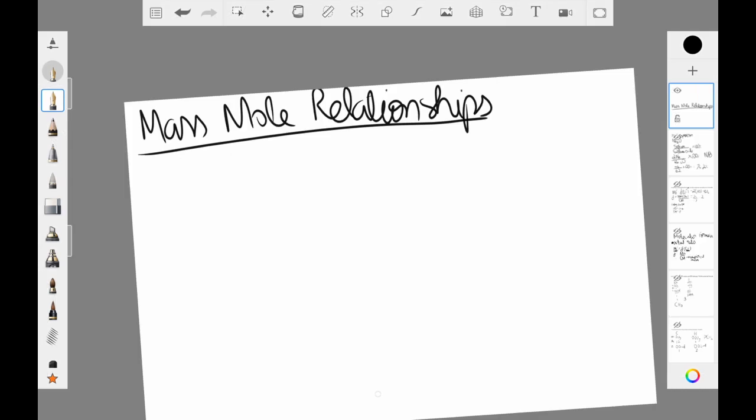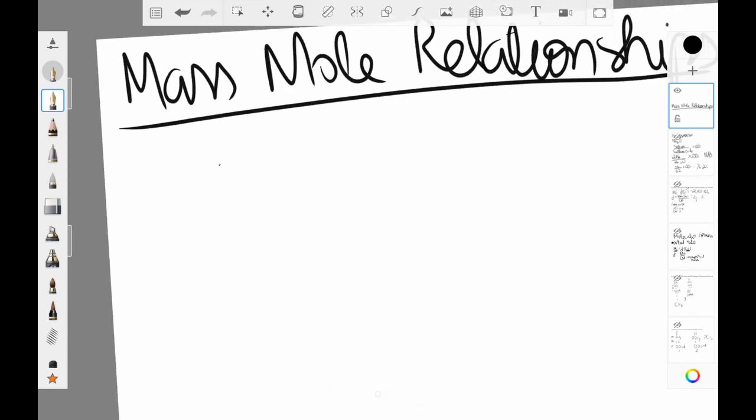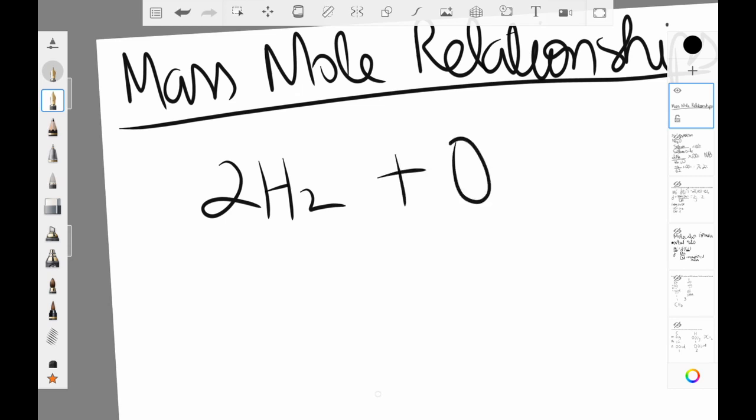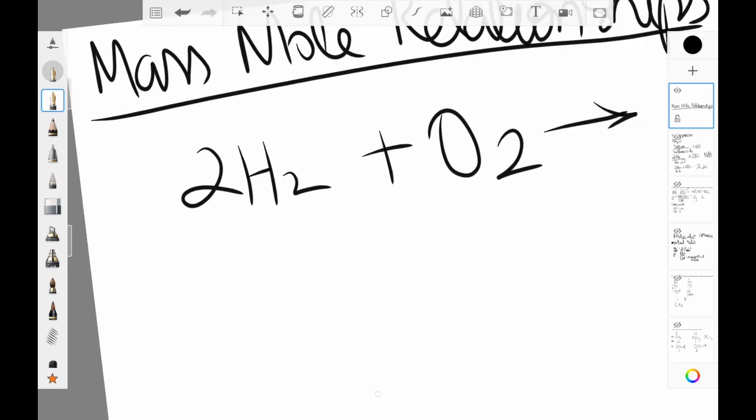Right. So now we come on to mass-mole relationships, which is simultaneously one of the easiest yet most arduous topics under stoichiometry. And really the only way to explain it is through an example, and it's just up to you to practice it a lot. So let me take the example of a reaction between hydrogen and oxygen to form water.